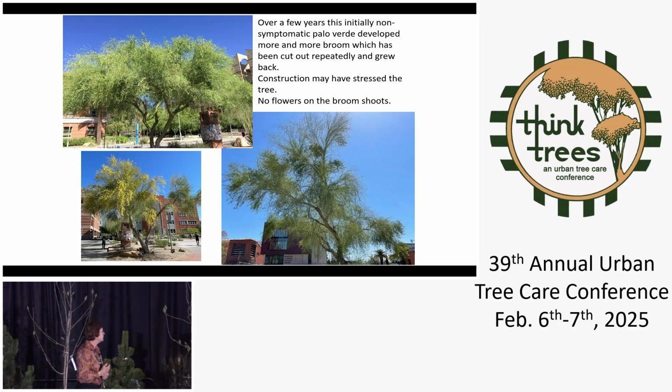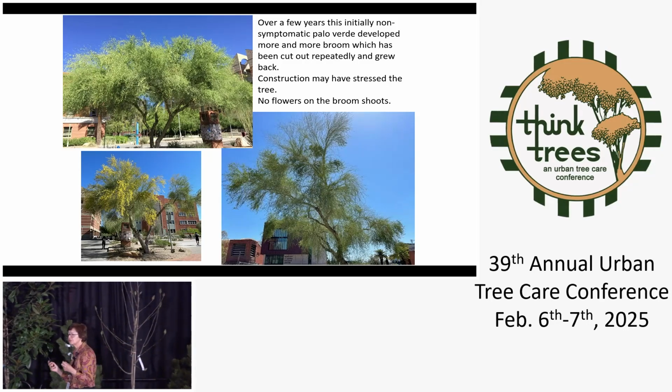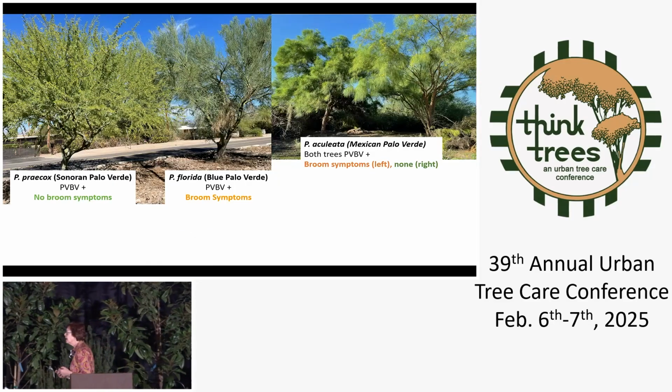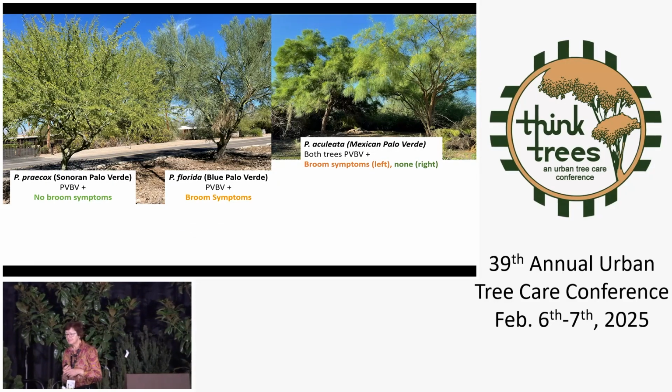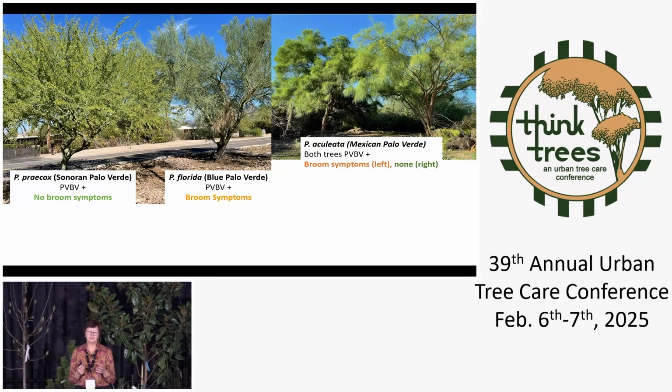So over a few years, usually the plants develop more and more broom. You can cut it out, but it comes back. And now we know why, because the virus is in that tree and it stays there, it's systemic, and it doesn't go away. We also have tested for the first time last year a larger number of species.